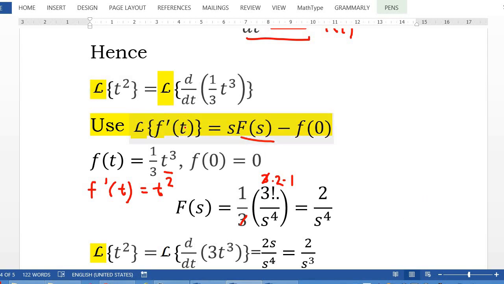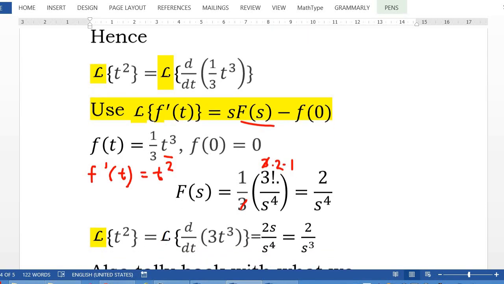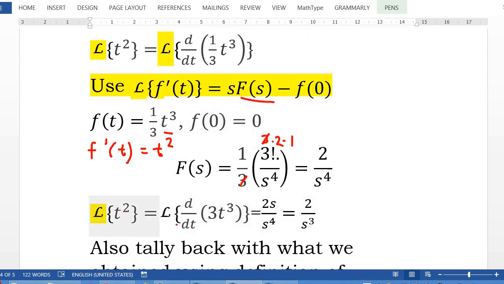So the Laplace transform for t squared is equal to the Laplace transform for d/dt of 1/3 t cubed, which gives t squared. The Laplace transform of the first derivative is s F(s). To get F(s), you find the transform of f(t) which is 1/3 t cubed, and then multiply by s. So you have 2s over s to the power of 4, and you get 2 over s cubed.